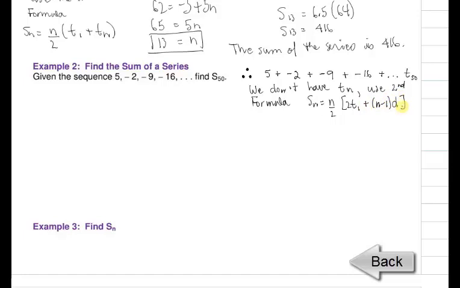So let's make a list of what we do know. We know that t1 is 5, and we know that d is negative 2 minus 5, which is negative 7. Because we've been asked to find S50, we know that n is equal to 50. In other words, we want to find the sum of the first 50 terms.